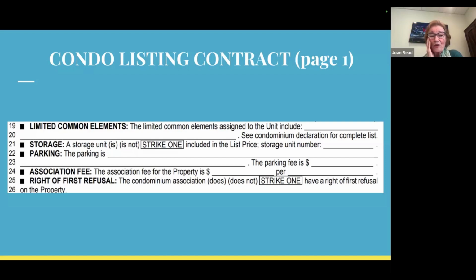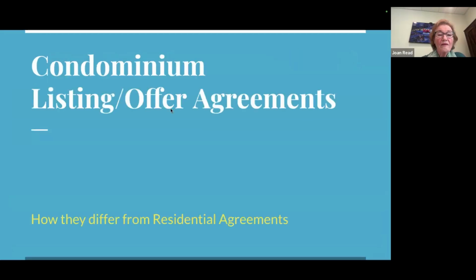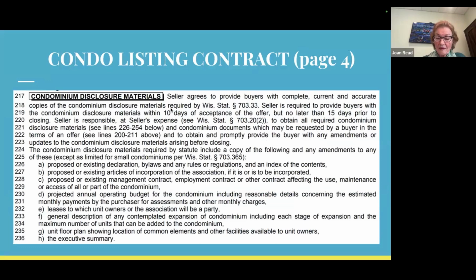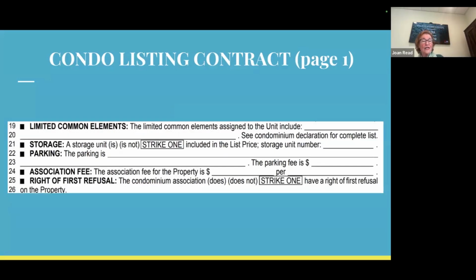So the parking is also here, and it says what it is. Usually it has a slot number or two, and then you make sure that you put in the correct parking fee per parking spot. The association fee for the property is, and you put what that is, it's usually monthly. Make sure you get the most current one.